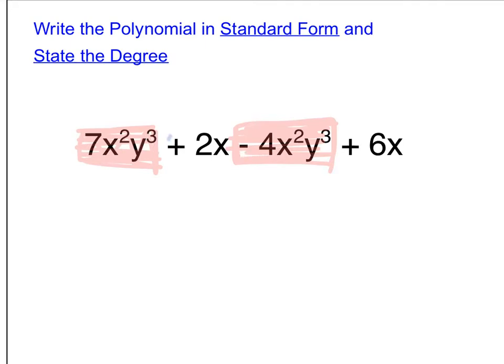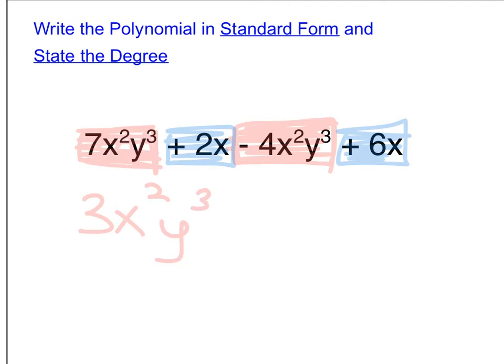And then I've got a positive 2x and a positive 6x. The 2 and the 6 both have x's behind them, so they are going to be like terms. So the 7x squared y to the third is going to become a 3x squared y to the third. And then the 2x and the 6x will be a plus 8x. I feel pretty good about that because this 3x squared y to the third has a degree of 5. 2 plus 3 is 5. And this one has a degree of 1 because there's really an x to the 1 there. So it's in standard form because the biggest degree is listed first. And it has a degree of 5. You list the biggest one.